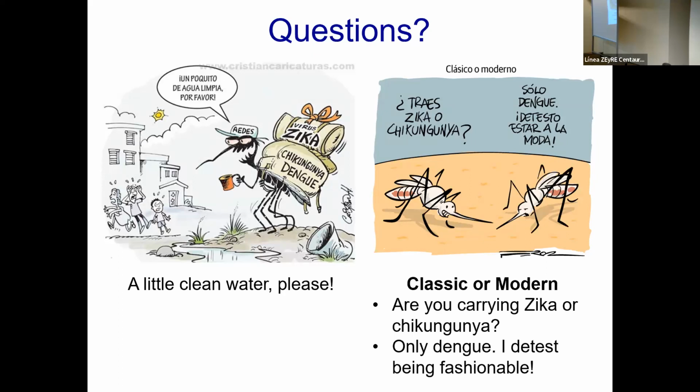Serotypes that are closely related but not very closely related. So the situation is a little bit different. There is some diversity, but all the strains are much closer in their relationship than the four serotypes of dengue.